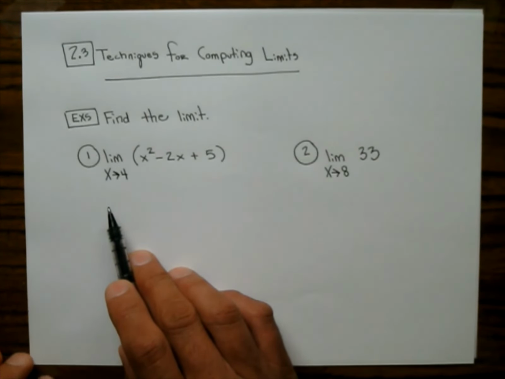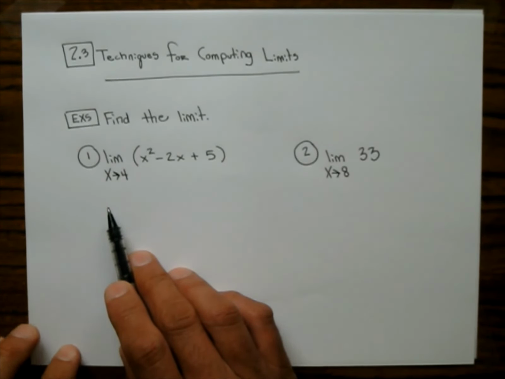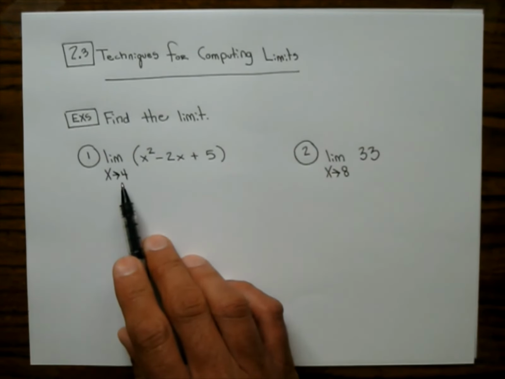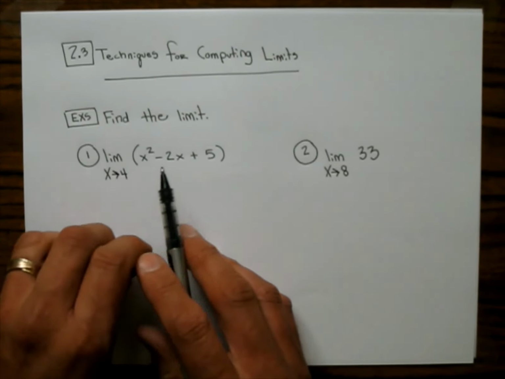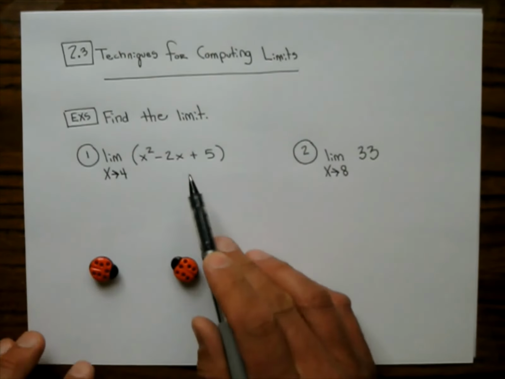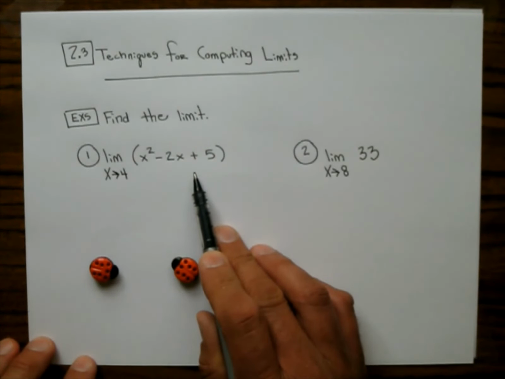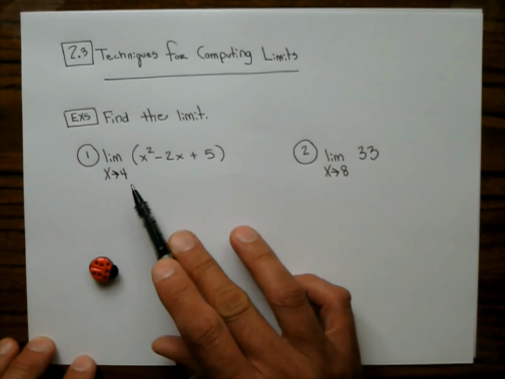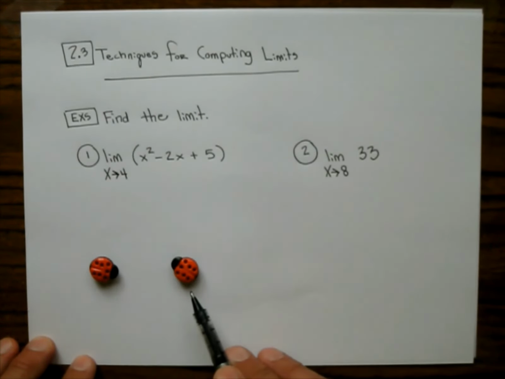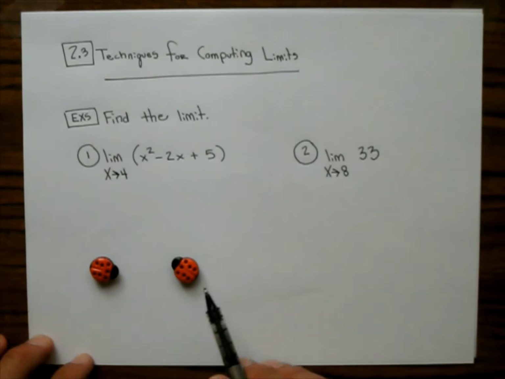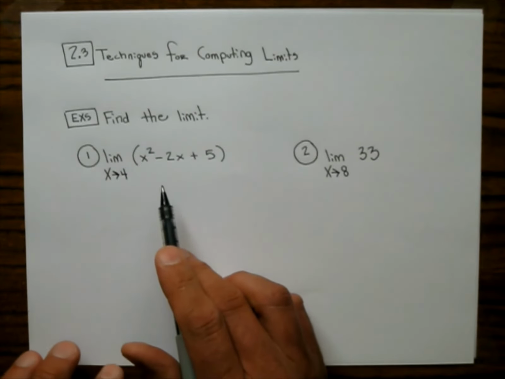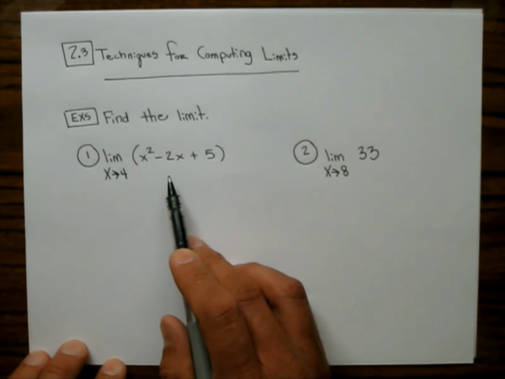So in the last section, we actually looked at graphs, and we figured out what limits mean. We saw what this meant. It meant that two bugs are walking along the graph, and the limit asks for the y value where they're going to meet, and sometimes it doesn't exist. So let's take a look at computing limits without the pictures.